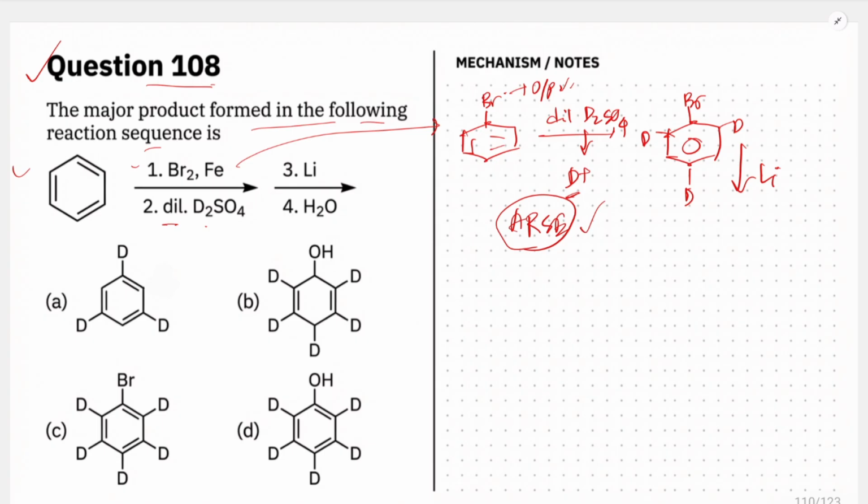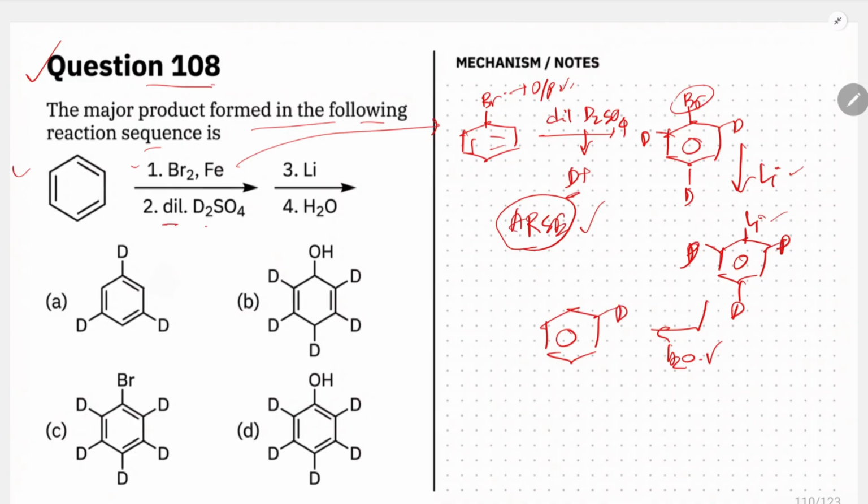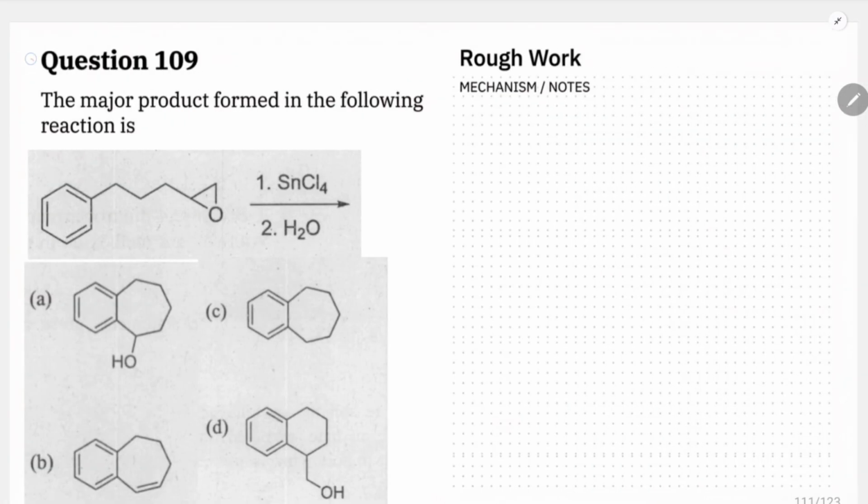After it is treated with lithium, it will substitute this with lithium, deuterium. When we treat with H2O, this lithium is substituted by H, and then the final product will be this. Option A is correct. In question number 109, the major product formed in the following reaction sequence.